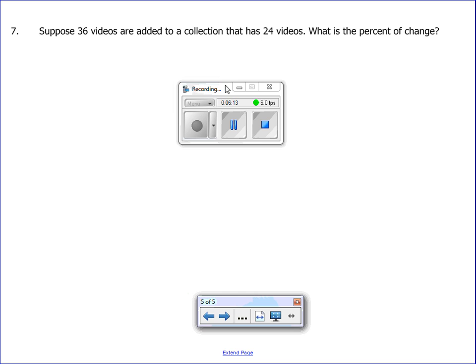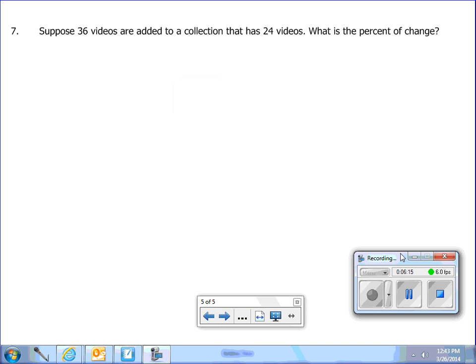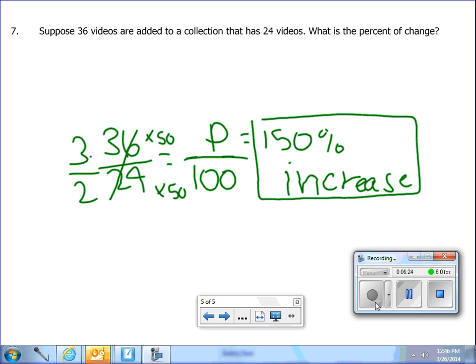In our last example, suppose 36 videos are added to a collection that has 24 videos. What is the percent of change? In this problem, we were already told what the difference was, what they added, which was 36 videos. So you put that as your numerator over the 24, which was your original amount, and then set up your percent proportion. Then we simplified that and could do equivalent ratios to determine it was a 150% increase of the videos that were added.